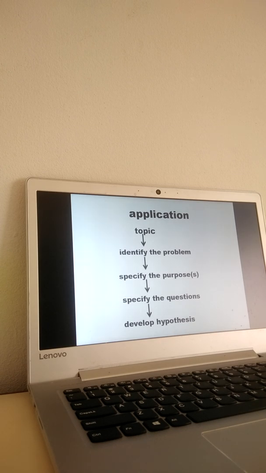Then find some evidence to support the problem, why the problem exists, and according to the problem, specify the purposes of my research, and also specify questions, and the questions should be consistent with the purposes, and finally develop the corresponding hypothesis. And that is my presentation.